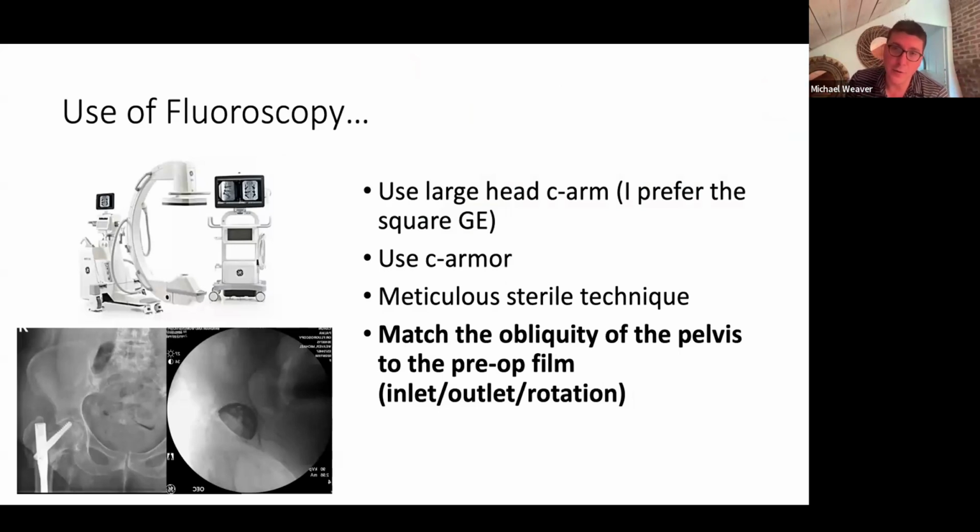You want to match the view of the pelvis as far as inlet, outlet, and rotation, so that you're matching your pre-op film and your template film, so you're not surprised in the PACU. If the image is oblique on the fluoroscopic image, you may like the position of the cup or your components, but then when you get a true image in the recovery room, it may look different. And so you really want to focus on matching those two things.